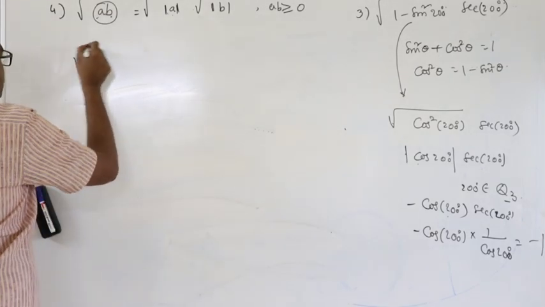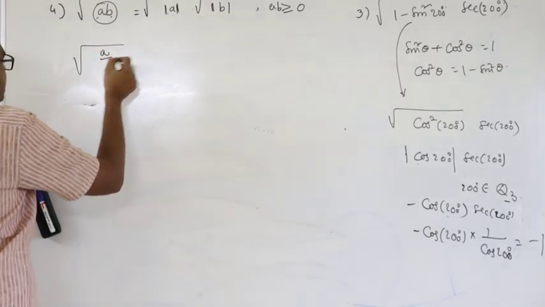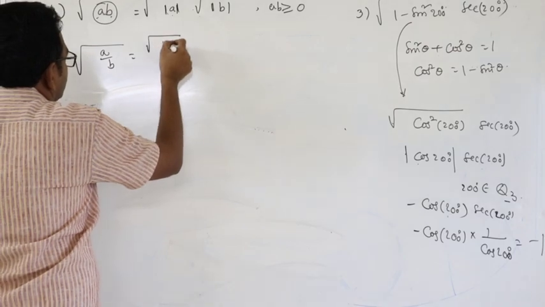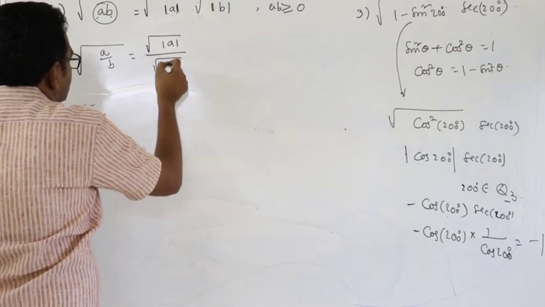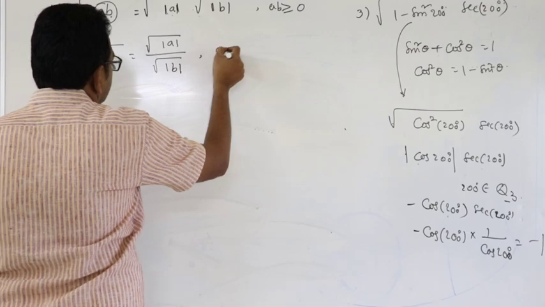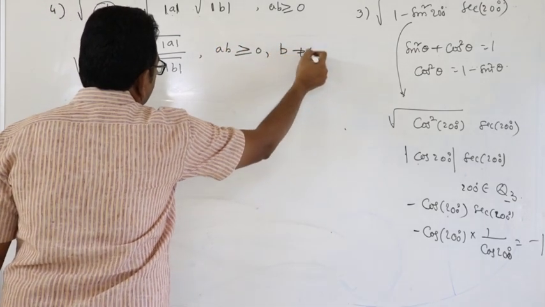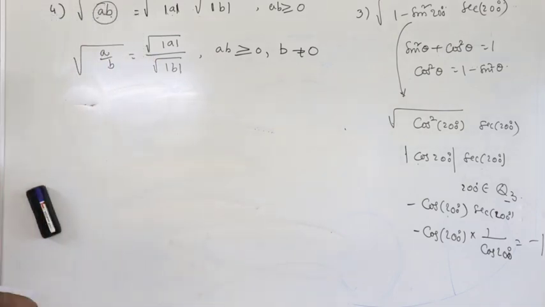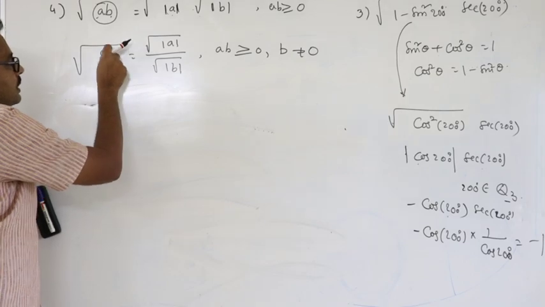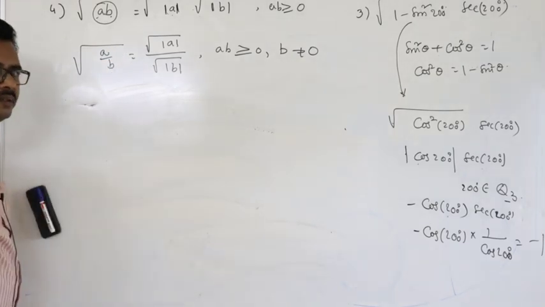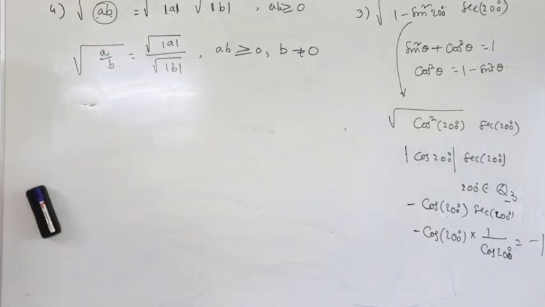Next, root of A by B is equal to root of mod A by root of mod B, where AB is greater than or equal to 0 and B is not equal to 0. If B is equal to 0, something by 0 is not defined.